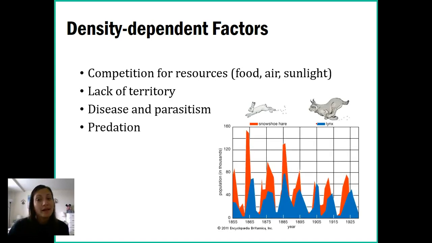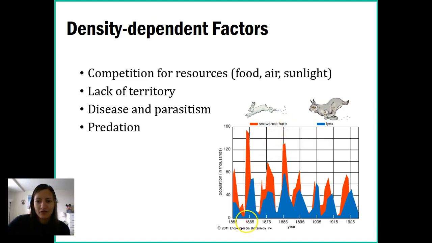And then finally, depending on the organism, you might see an increase in predation. So in this graph, we see an example of the snowshoe hare and the lynx. The snowshoe hare is represented in red, and the lynx is represented in blue. And what you can see here is actually a boom and bust cycle, where both of these organisms exhibit exponential growth, but then they crash. And typically, it's the snowshoe hare that increases first.